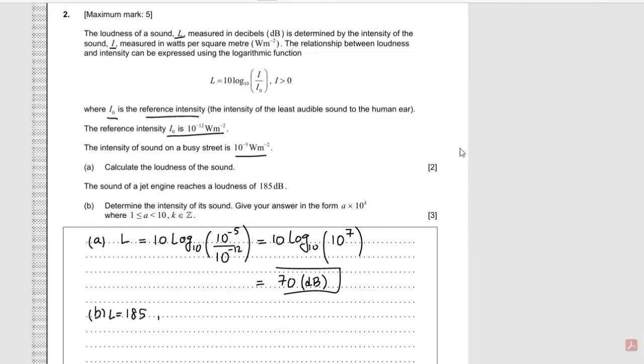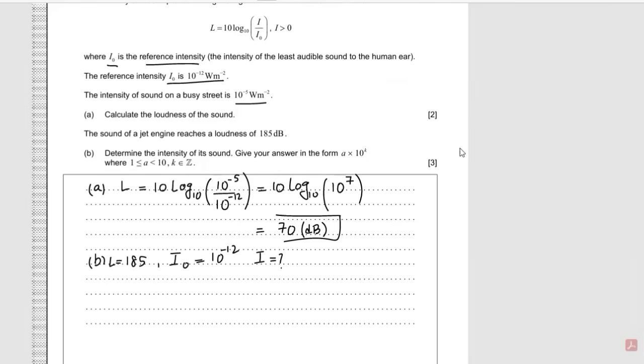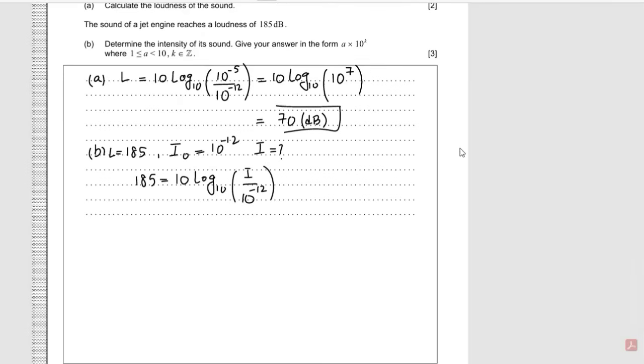I naught is the same value because that's the least audible sound to the human ear. So it's a fixed thing, 10 to the power negative 12. And I need to find I. Let's apply this in the logarithmic function given. 185 is going to be equal to 10 log base 10, and I we need to find, over 10 to the power negative 12. So let's reverse this. 185 divided by 10 is going to be 18.5. And I'm getting log base 10. Now there are a lot of things I can do with this, but the best thing is to change back to exponential form. So 10 to the power 18.5.